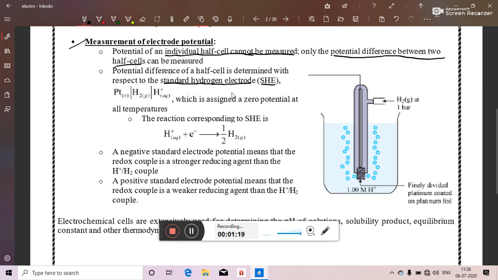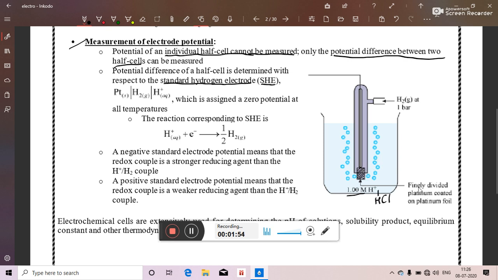Here we will see why we cannot find out the potential of an individual half cell, because a half cell cannot conduct electricity. So in that case we have to connect it with the standard hydrogen electrode. In the standard hydrogen electrode, the solution taken contains H+ ion. The electrolyte used is HCl, whose concentration is 1 molar. That is the standard condition of concentration.